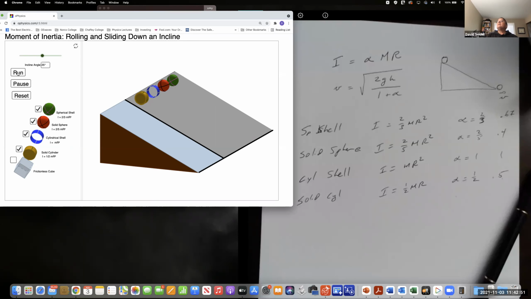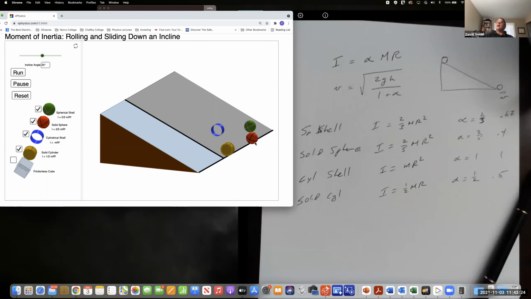Okay. So if we run this, and I'm going to pause it just when the first hits the bottom. So this hasn't quite hit the bottom. Here's my solid sphere. A close second is my solid cylinder, 0.5. Then we have the spherical shell. Then we have the cylindrical shell. Okay. Now, this is harder to get moving.